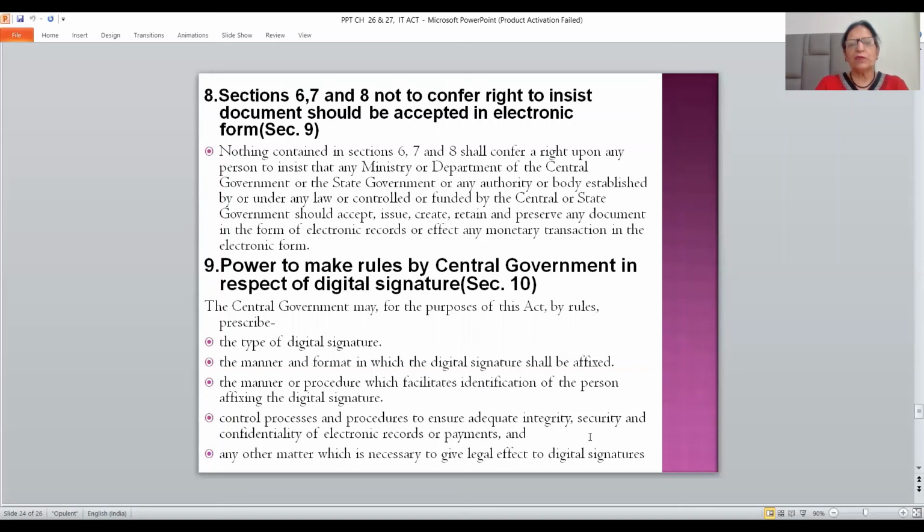Power to make rules by the central government in respect of digital signature. The central government has the power to frame rules in respect of digital signature. What type of digital signature should be used? What is the manner and format in which the digital signature will be affixed? The manner and procedure for the identification of the person affixing that digital signature, how the person will be identified. Control processes and procedures to ensure adequate integrity, security, and confidentiality of ER or payments. Any other matter which is necessary to give legal effect to the digital signature. All these rules are to be framed by the central government.